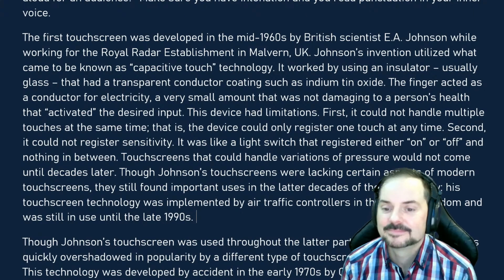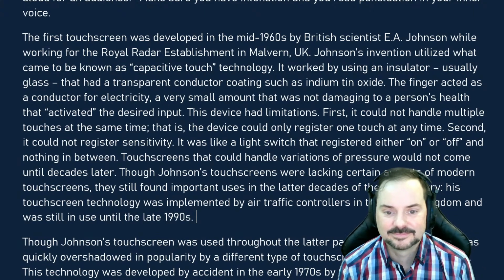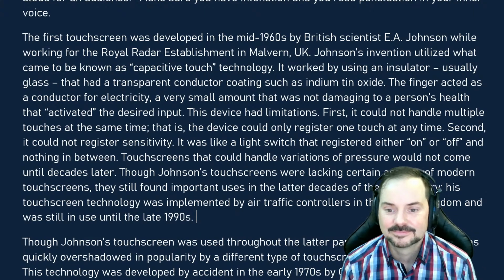This device had limitations. First, it could not handle multiple touches at the same time. That is, that device could only register one touch.